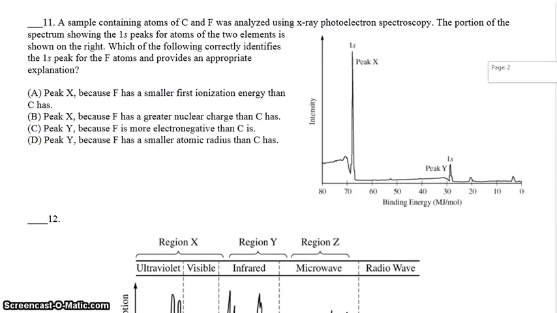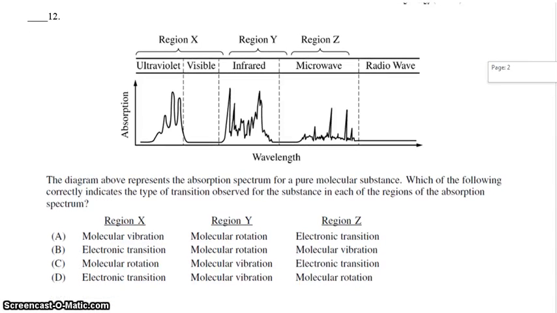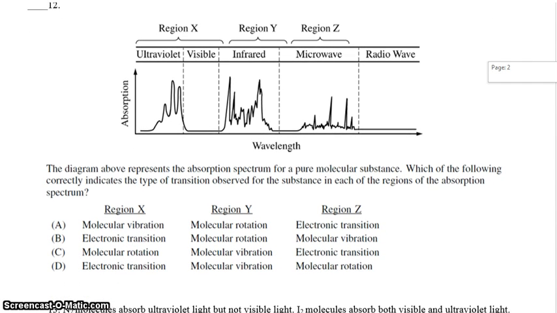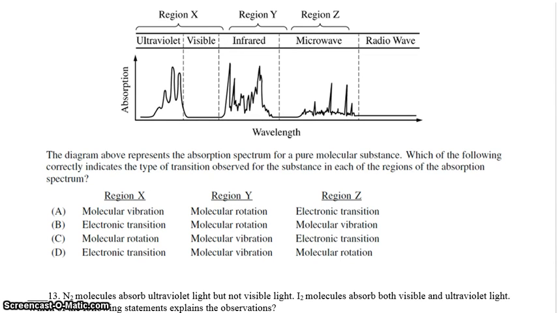Let's take a look at the second graph here. Very similar idea, but it actually uses the spectrum. So we have ourselves UV, infrared, microwave, radio. More energy this way. Ultraviolet rays have much more energy. So it says the diagram above represents the absorption spectrum of a pure molecular substance. So we have some sort of molecule, maybe C2H6, something like that.